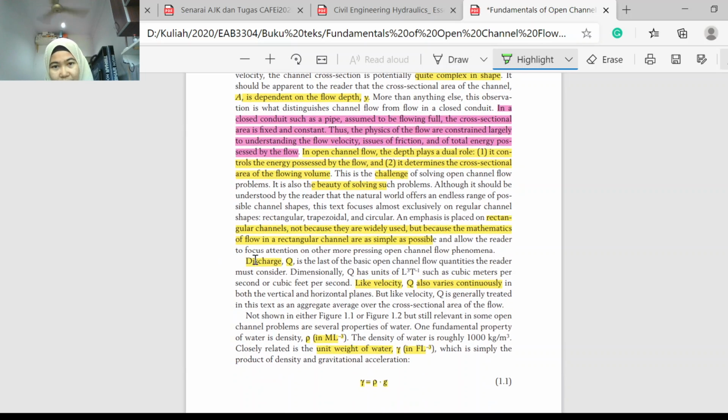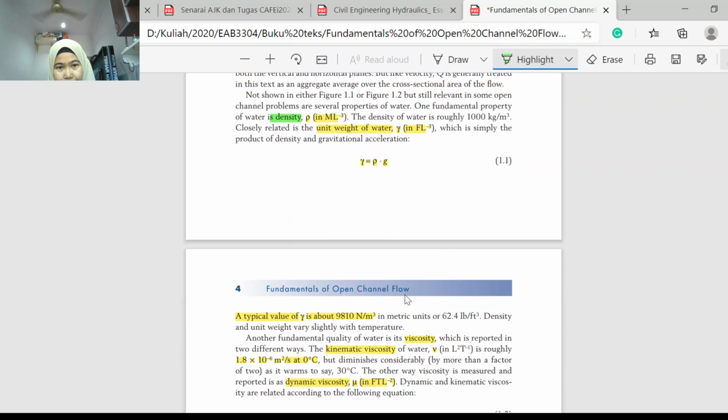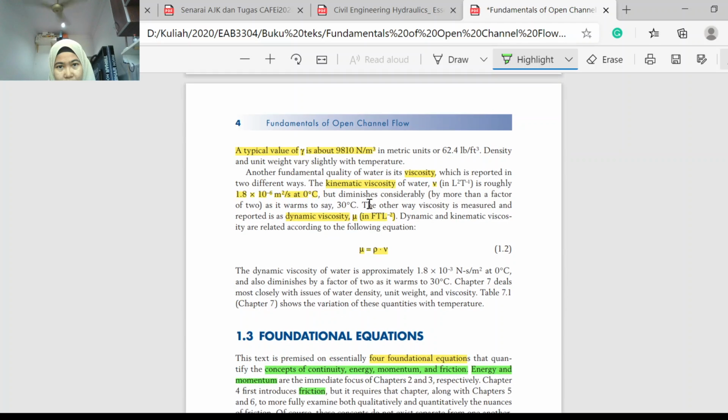Like V, the discharge also varies along the channel, but we treat Q as an average in order for us to solve the problem in open channel. There are also other parameters which are fundamental in solving open channel problems, like water density, which you already know, and also unit weight of water. Also viscosity, which are kinematic viscosity and dynamic viscosity.